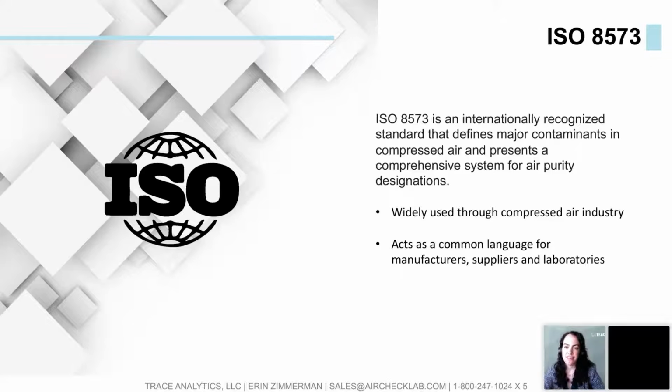So ISO 8573 is the International Compressed Air Standard that both SQF and BRCGS point to. This standard outlines the types of contamination to monitor, the types of analysis that are acceptable, which is important, especially for what we're talking about here today, and the purity classes that manufacturers can choose to test to. This standard is kept up to date regularly.